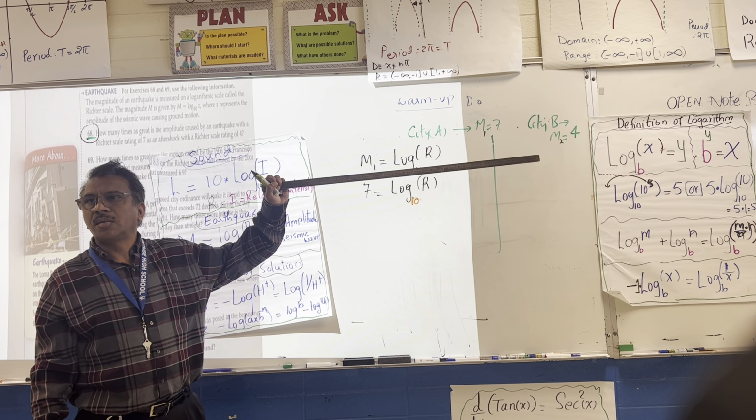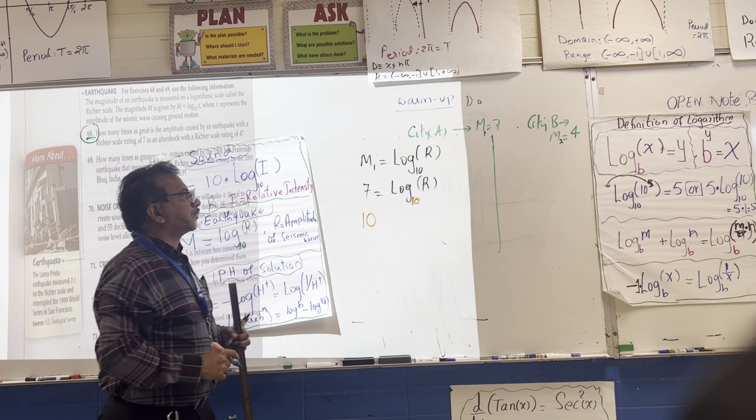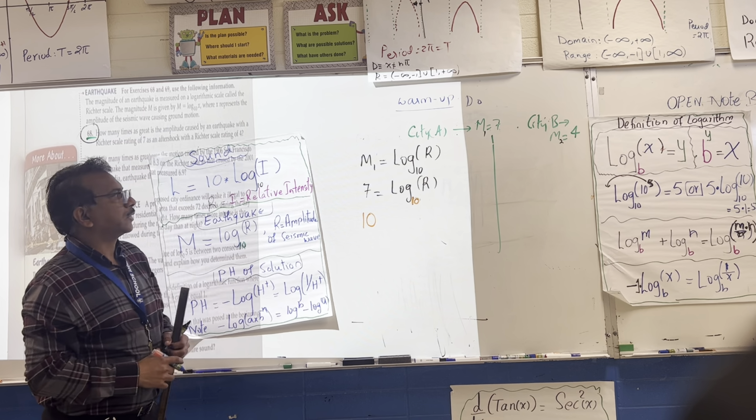All you do is compare this log over here, right? Jaden? 10. Katyana? 10 raised to 7 equals the answer. That's all it is. So I will call this R1, the first city, or RA. RA stands for city A. The A only represents which city you are talking about. So that's RA, and you're done.